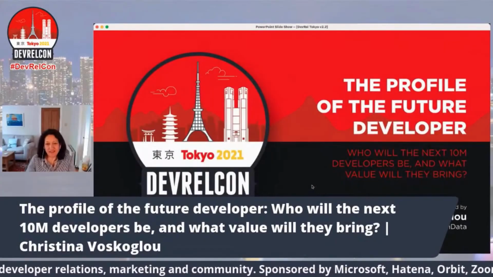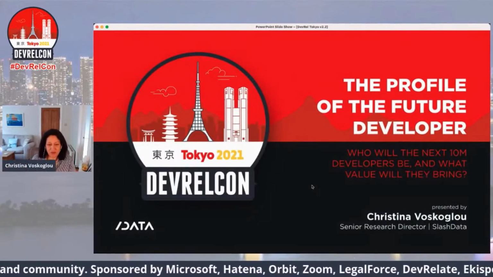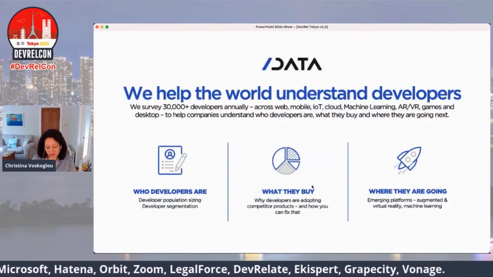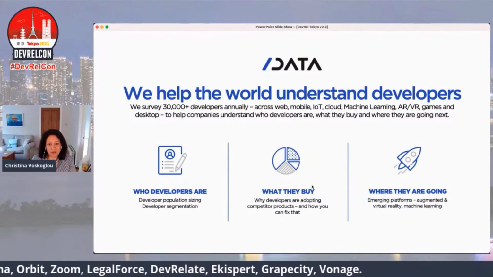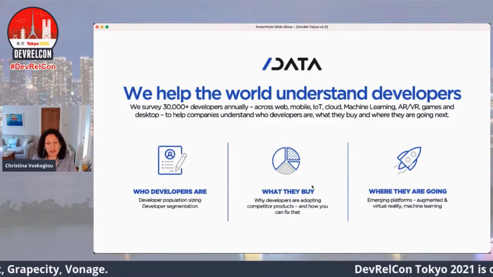It was really nice seeing Anna talking about the need to understand developers, because that's exactly what we do. First of all, who we are, SlashData. Our mission is exactly to help the world understand developers. And we do that through data that we collect. I'll show you in a second.